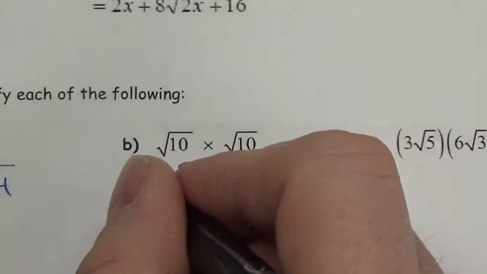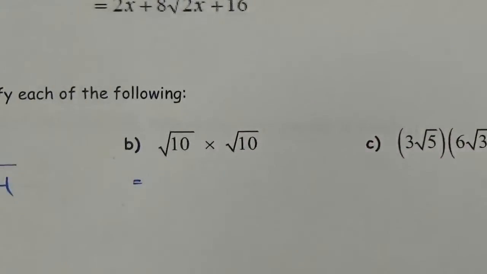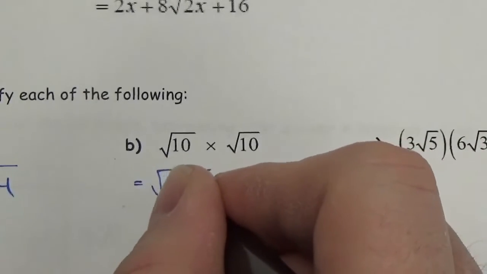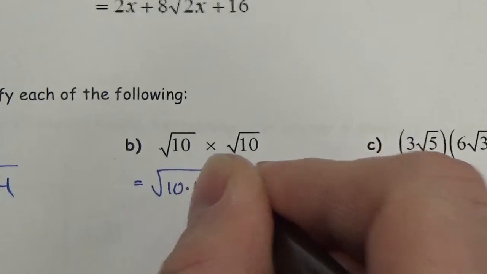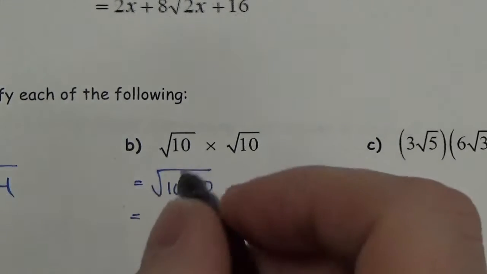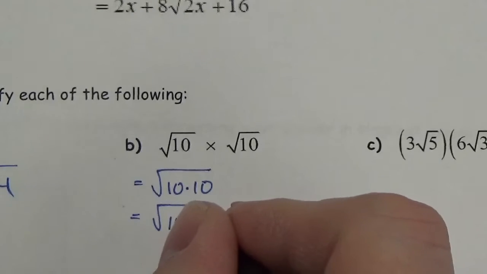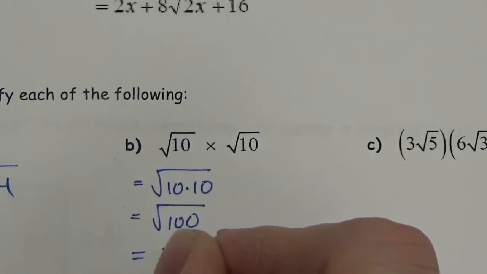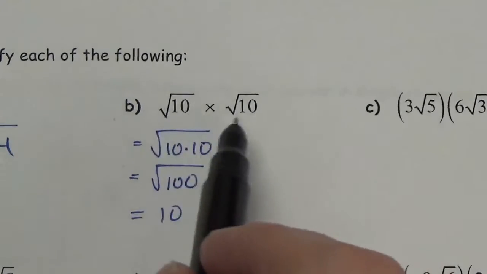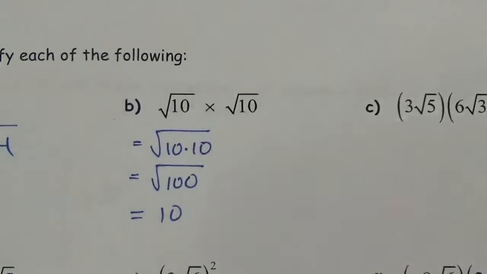Over here, root 10 times root 10. Well, okay, there are a couple of ways that I can look at this and interpret it. I'll be consistent with what we've established up top here. This is going to end up being the square root of 10 times 10. But I can see right now that I'm squaring 10 in there. So, I mean, I know that the answer's got to be 10. But let's just carry on. This becomes the square root of 100, and then I know that that answer is 10. But I could have seen right here that that was going to happen because I'm squaring those square roots.